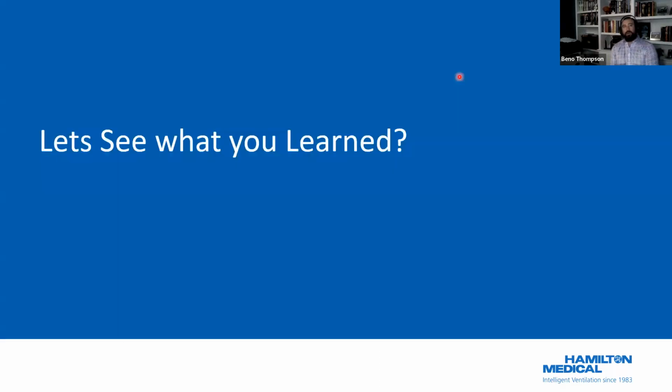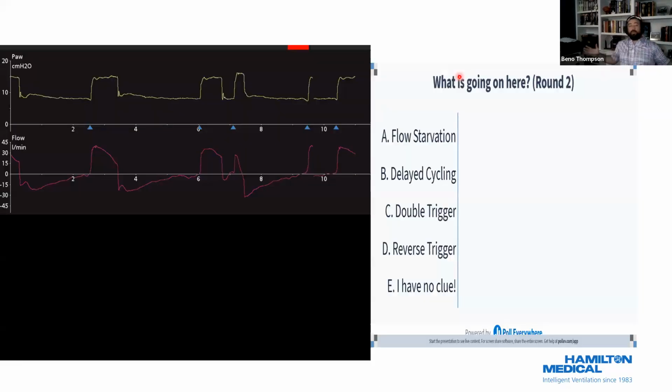So let's see what you learned. I'm just going to throw up the same waveforms, see if you can pick them out now. So what's this guy? Is this flow starvation, delayed cycle, double trigger, reverse trigger, or you can still have no idea? I might be a little hard on you though, because I just spent an hour talking about it.